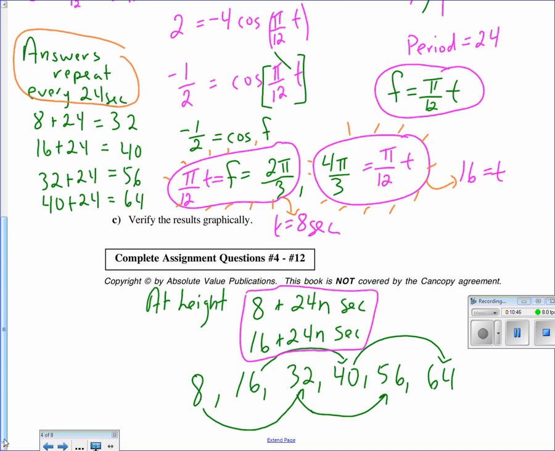So we're going to need lots of practice with the contents of our cosine function being something other than 1x. So check out the assignment.